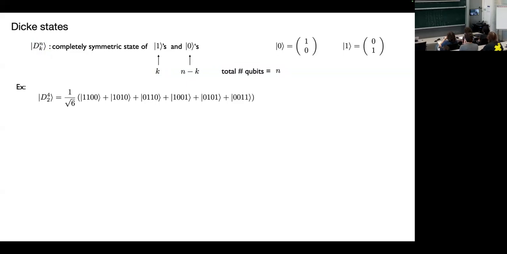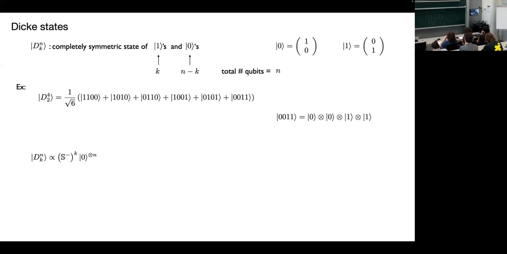As an example, for D(4,2), these are 4-qubit states with 2 ones. So it's the superposition of all possible arrangements of 2 ones and 2 zeros, with coefficients 1. And the notation here just means tensor products. There are 6 terms, so I normalize with 1 over root 6.